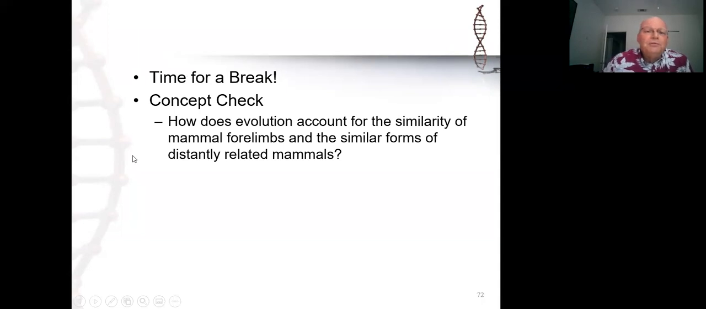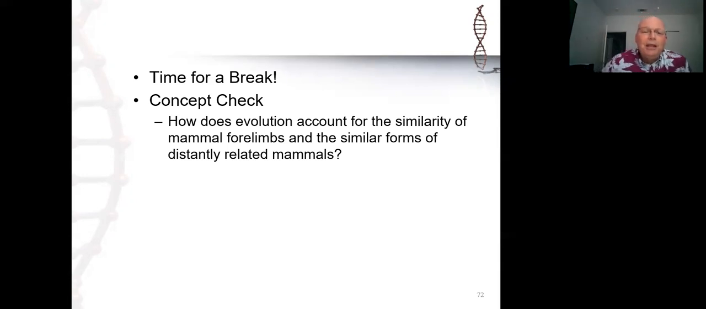So one more concept check, and then we're done for this chapter. How does evolution account for the similarity of mammalian forelimbs and the similar forms of distantly related mammals? So this time it's not a break. This is the end of the presentation once we've got this question answered.